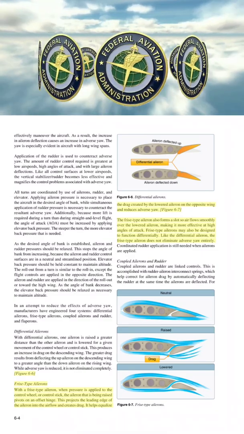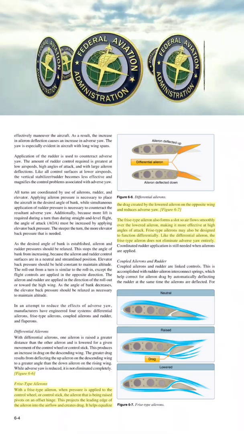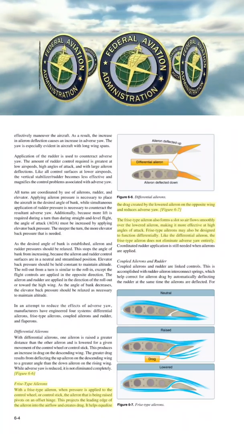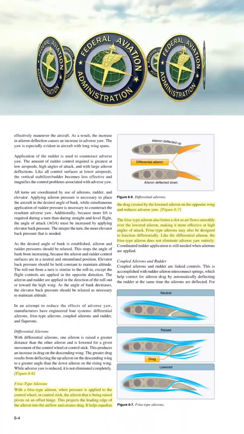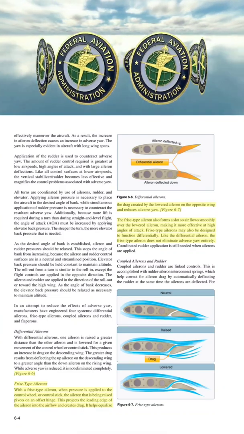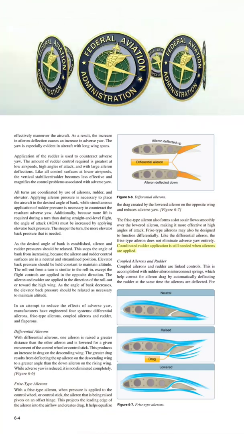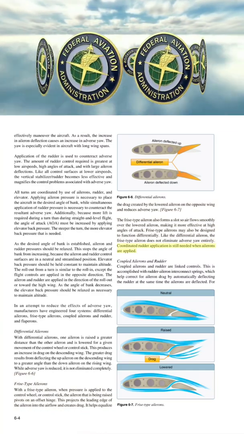Figure 6-7. The frise-type aileron also forms a slot so air flows smoothly over the lowered aileron, making it more effective at high angles of attack. Frise-type ailerons may also be designed to function differentially. Like the differential aileron, the frise-type aileron does not eliminate adverse yaw entirely. Coordinated rudder application is still needed when ailerons are applied.